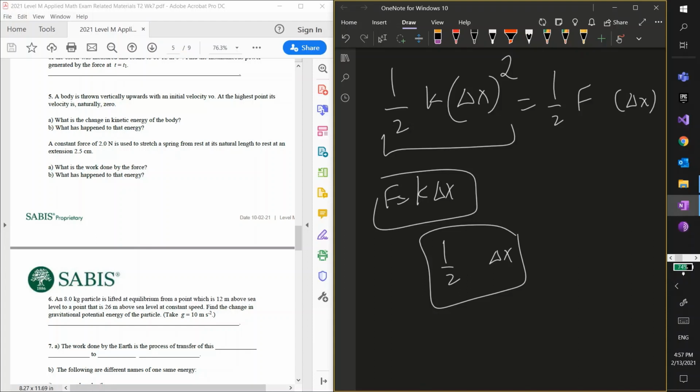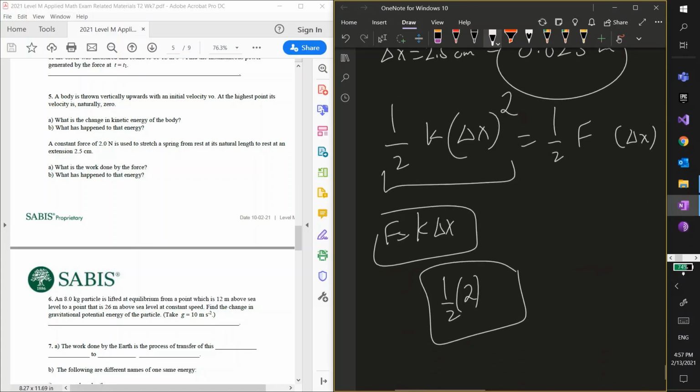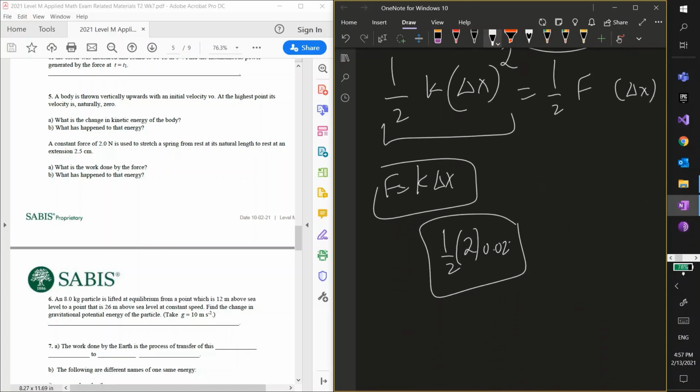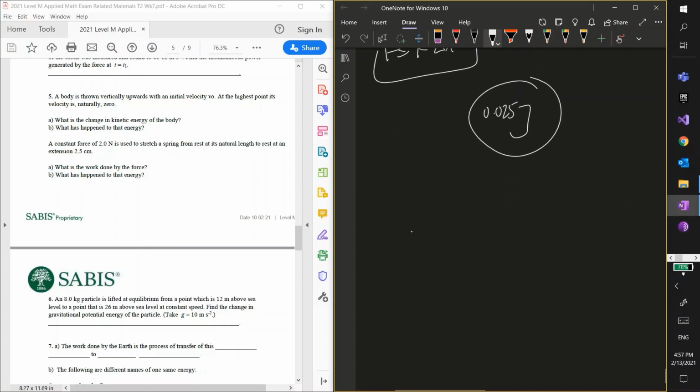Okay, so your force is 2 newtons. Your delta x is this value over here. So if you substitute them, this cancels with this. So this is the work done, in joules. Okay, what happened to that energy? That energy gets stored in the spring as elastic potential energy.